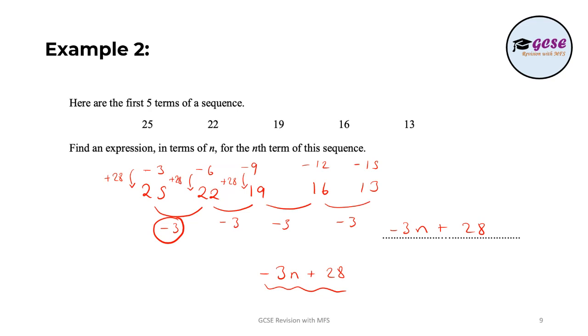Now to check your answer, you can substitute in 1, 2, and 3 in the place of n, and you should get 25, 22, and 19. That's a way of checking your answer.